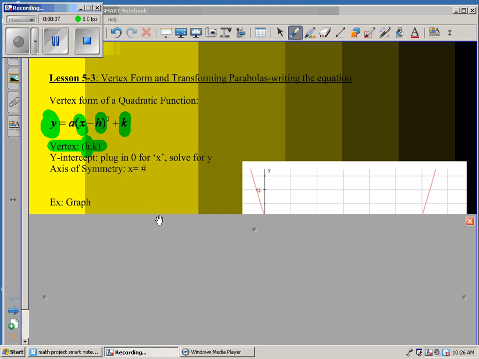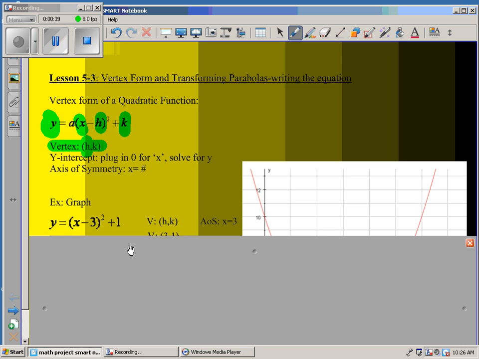Now let's do another example. y equals (x minus 3) squared plus 1. We know from above that the vertex equals (h, k). The axis of symmetry is x equals 3 because 3 is the h value. So using that information, 3 is h and 1 is k, as we learned up here. The vertex is (3, 1).